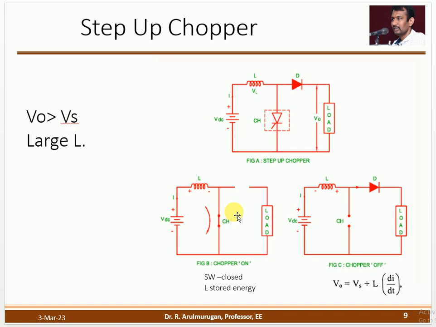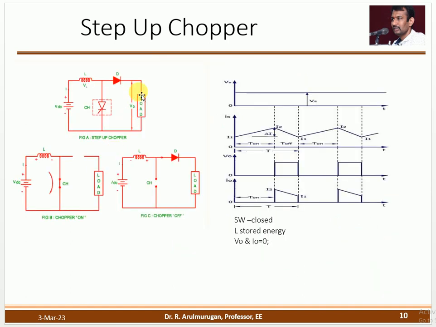Similarly, here it is the same model. Mode 1 condition: the switch is closed, and the inductance is getting charged. What about the diode? The diode is open. During the mode 2 condition, the switch is open and the diode is active. So the inductance energy and the source both supply Vs plus VL, where VL is L di/dt. So both voltages are supplied to the load. This is about the step up chopper.